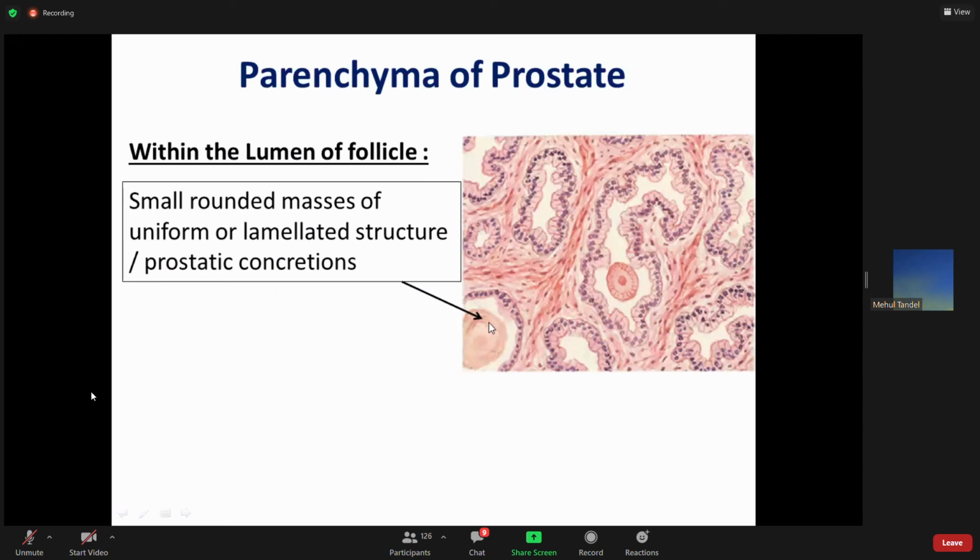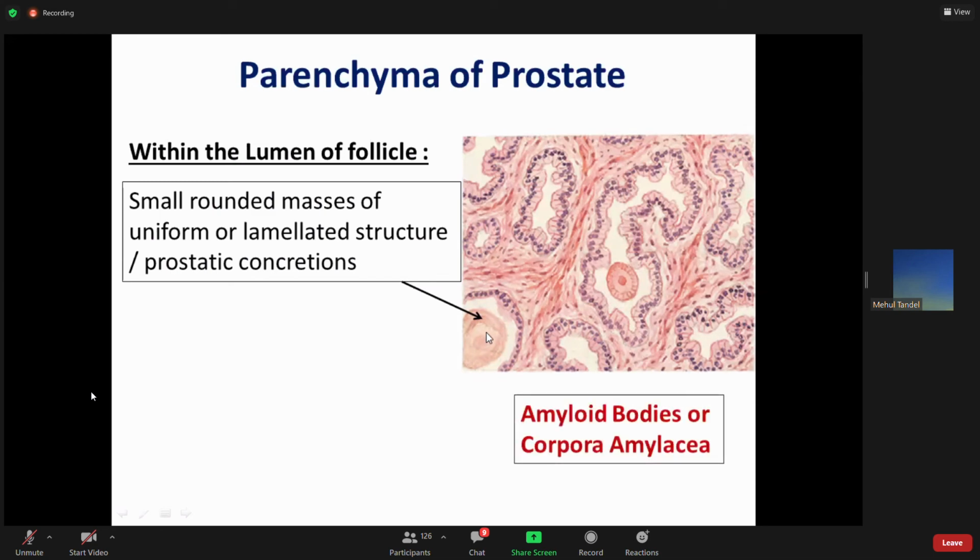Homogeneous means from center to periphery, similar in appearance. Lamellated means it looks like concentric lamellae, just like in compact bone, like the Haversian system, but either lamellated or homogeneous, uniform in appearance. These concretions are known as amyloid bodies or corpora amylacea. This is one of the identifying features of the prostate. You have to remember this.